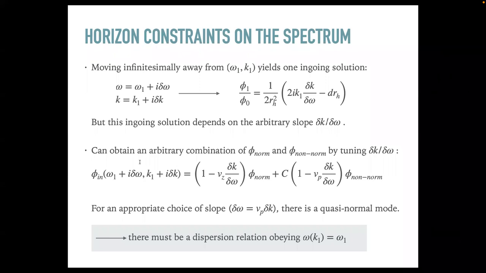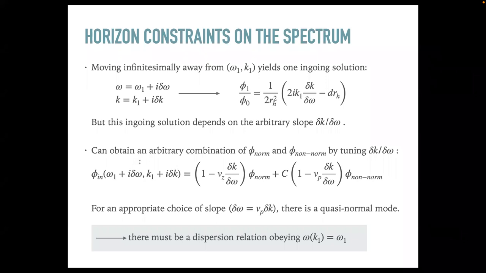Okay, so if I take a solution like this and decompose it in terms of some linear combination of normalizable and non-normalizable modes, what I'll find is, for some value of this slope, I'll get some particular combination, some particular coefficients here. But the exact coefficients I get depend strongly on the direction I choose, on how I move away from this point.